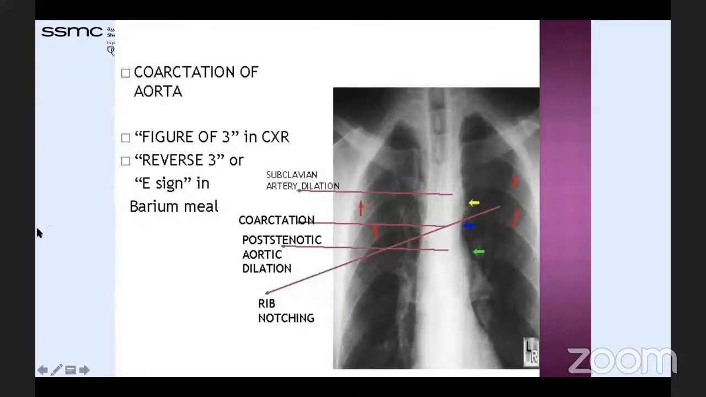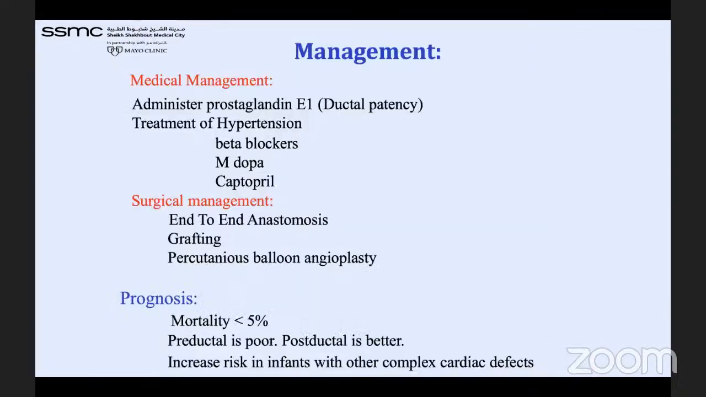So this is the figure of 3 like this. You cannot appreciate it in this X-ray because it is too much, and it's not typical. But here, you can see the reverse 3, the figure of 3 in the chest X-ray, or reverse 3, or the E sign, which you can appreciate because of the knuckle of the aorta. And the rib notching is pathognomonic. If you can see, the rib notching you can appreciate. Okay, so this is typical of the coarctation of the aorta, and of course the femoral pulses.